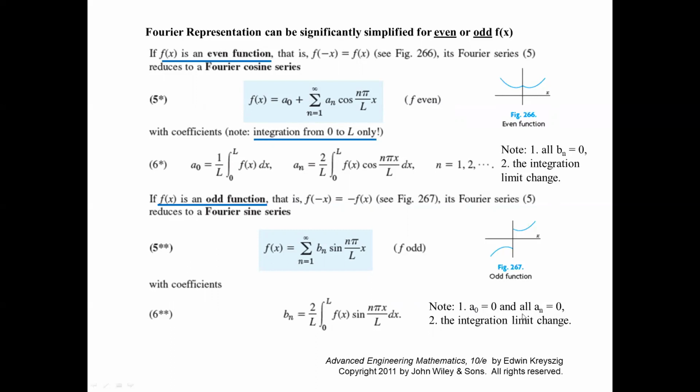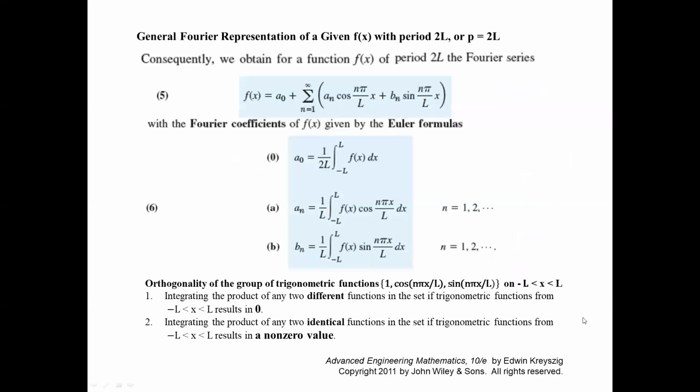Why is An 0? We look at the last slide. If f is odd, we know the cosine function is an even function. A product of an odd and an even function is an odd function. So the integration is 0, and An is 0.